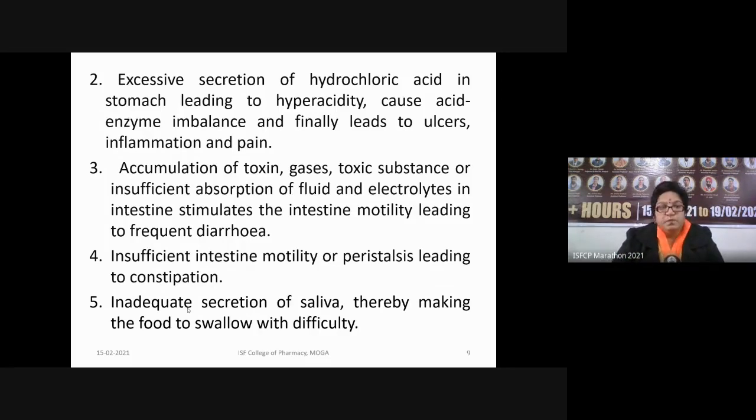The third problem with improper GIT is the accumulation of toxins, gases, toxic substances, or insufficient absorption of fluid and electrolytes in the intestines. It stimulates the intestine motility, leading to frequent diarrhea. So the accumulation of such toxins has to be avoided. Nobody does it deliberately, but if such problems are there, it will lead to diarrhea.